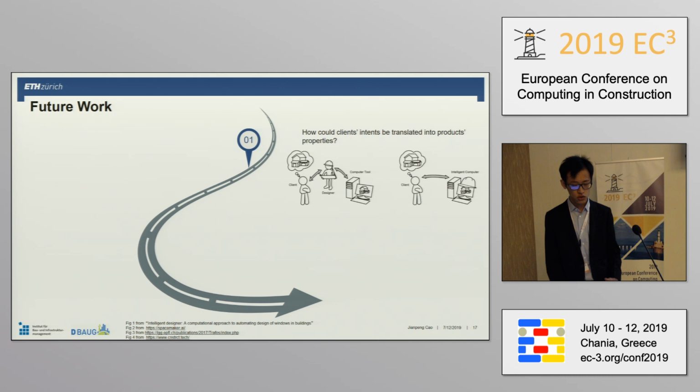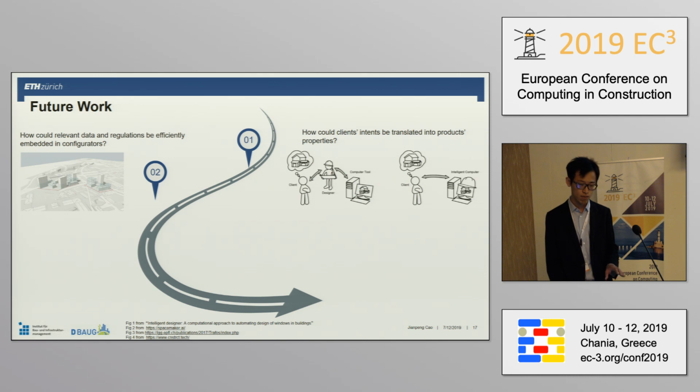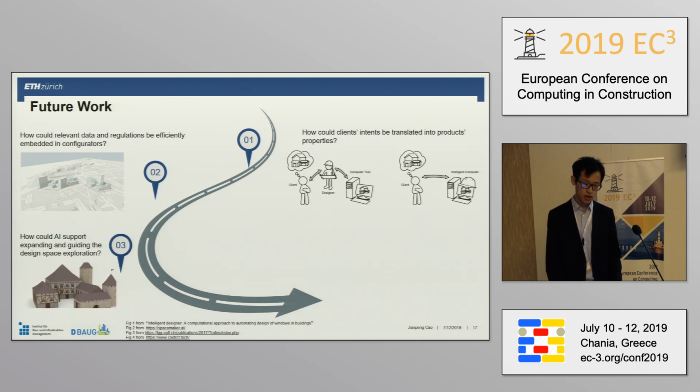First, how could the client's intent be translated into the product's property and further linked to the module or combination of modules? And second, how could relevant data and regulations be efficiently embedded in the configurators to assist the design, generate the design, and validate the design? And more importantly, it needs to be easily updated for future projects with different setups. And thirdly, how could artificial intelligence support the expanding and, more importantly, guiding the design space exploration, considering the design is a sequential decision-making process and the inputs are added progressively?